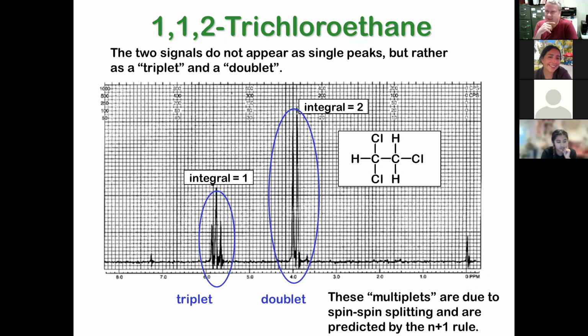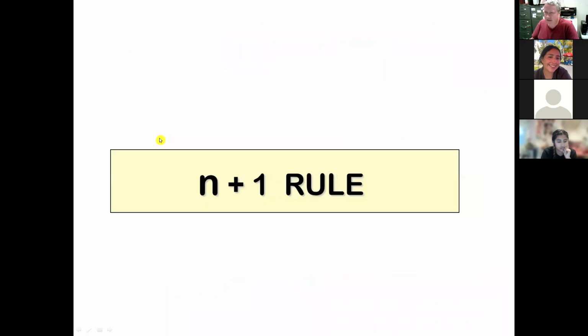It was a septet. So that would be like 7 little peaks. We'll see that in a second also. So 6 neighbors would be a septet, right? It's the number of neighbors plus 1. Okay. So we already basically just explained the n plus 1 rule. This is the number of neighbors plus 1.